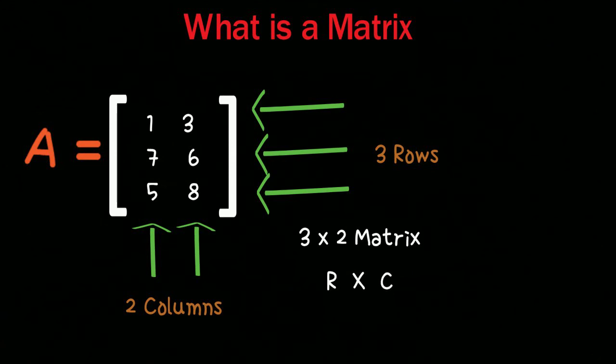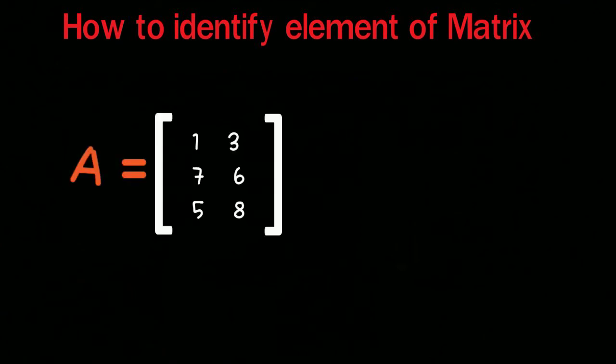Next, I will guide you on how you can actually identify the element of a matrix. Usually when we write the element of a matrix, we write in this format: A, 2, 2 for instance. So 2 is the row, followed by the column. So in matrix A, second row and second column, the number is actually 6.